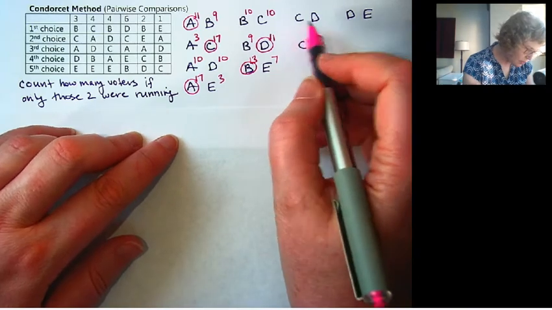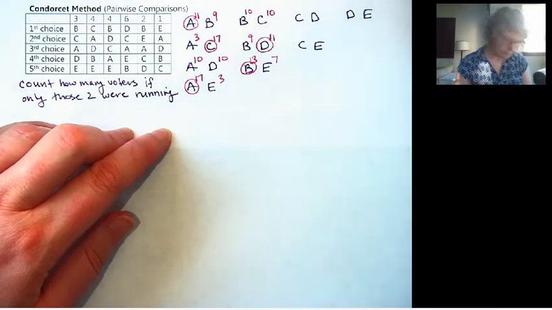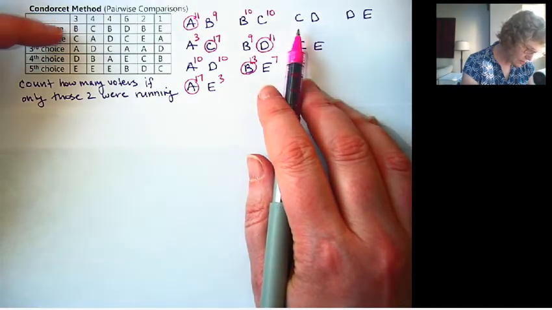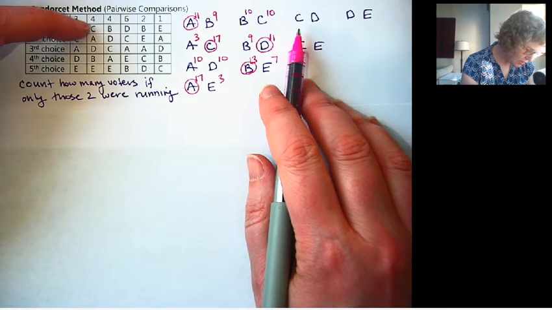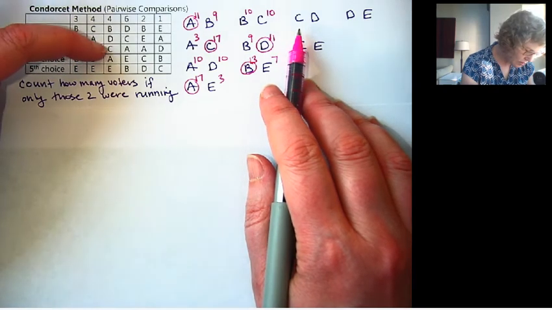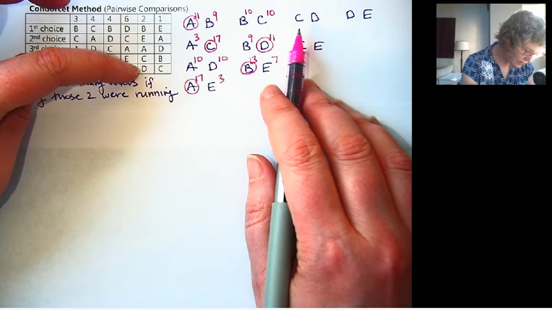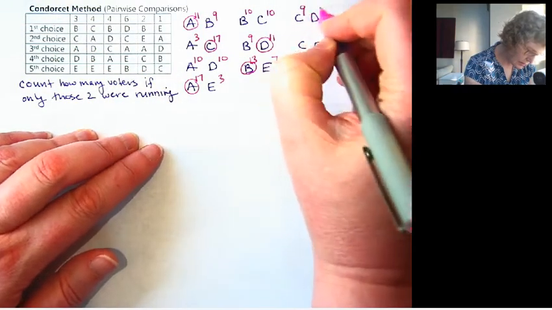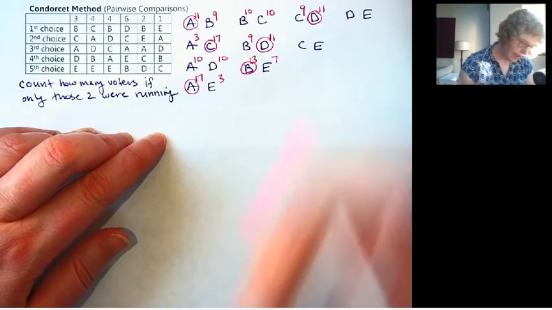Almost there. C over D. If you want to test yourself, pause it and try it, and then catch up with me. So C over D is 3 plus 4. No, no. Here, so that's 9. I think that's it. 9 to 11. Yep, so D wins that one.